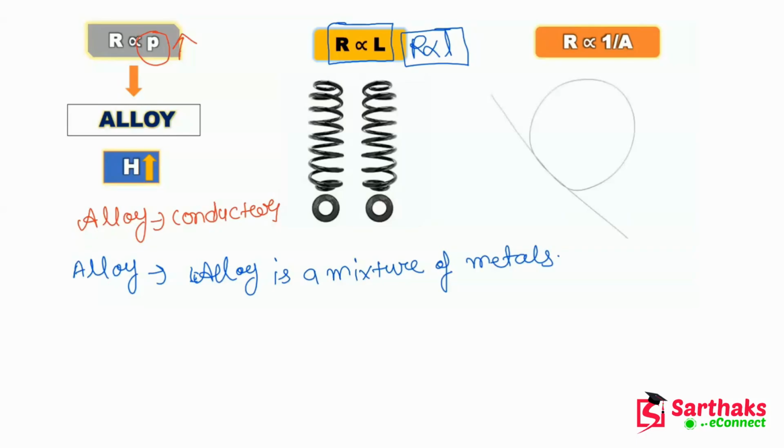Now let's see that resistance is also inversely proportional to the area. If I decrease the area, then my resistance will be higher. That's why you can see here that I am using a wire whose area is very, very small. Because of the smaller area, my resistance will be higher and more heat will be generated. I hope you understand this concept.